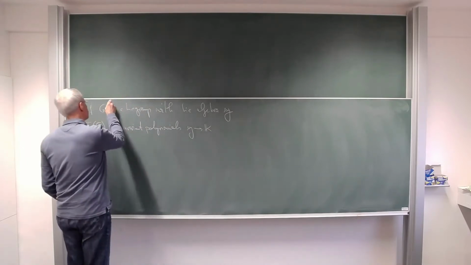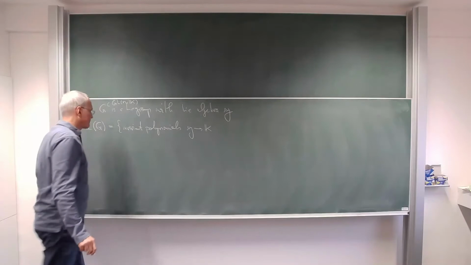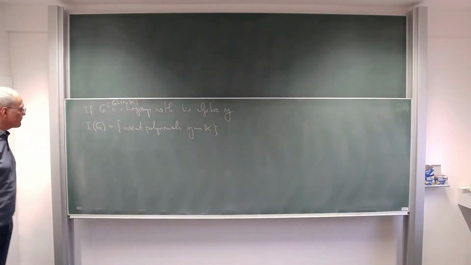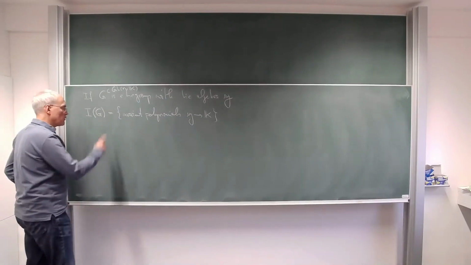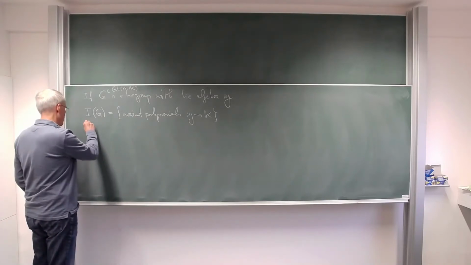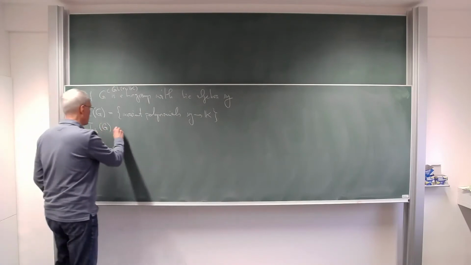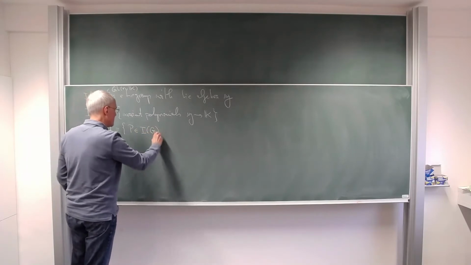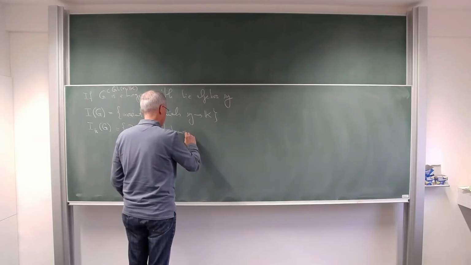So let's say G is sitting in GL(n, K) for simplicity. And if I want to specify a degree of homogeneity, then I can also indicate this here. So I^k(G) will be the set of all those invariant polynomials which are homogeneous of degree k.